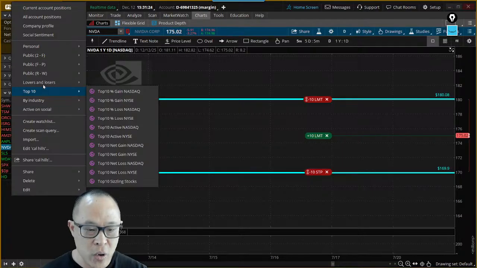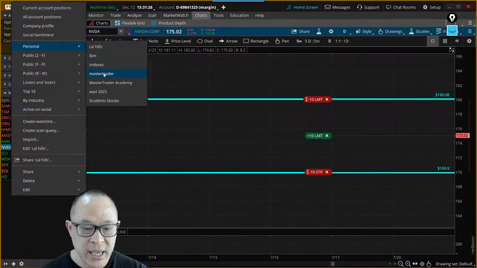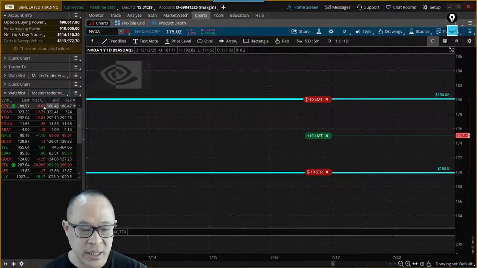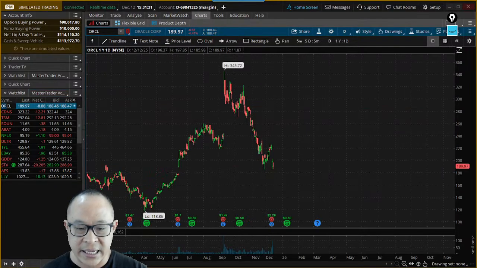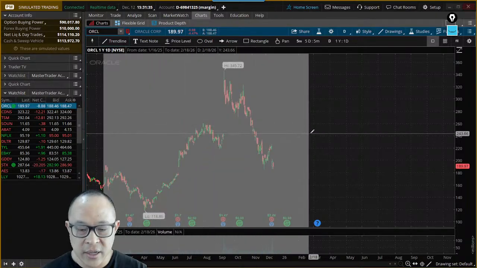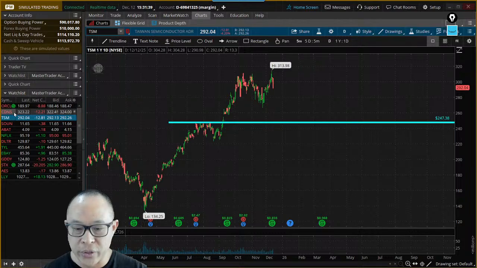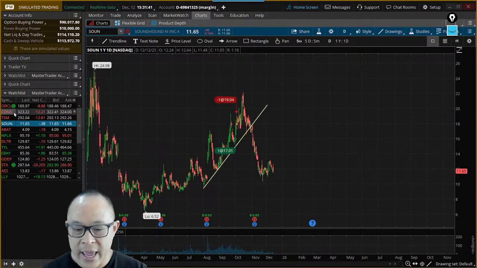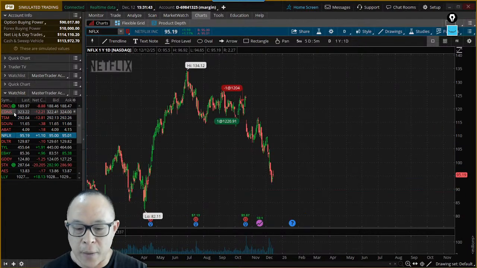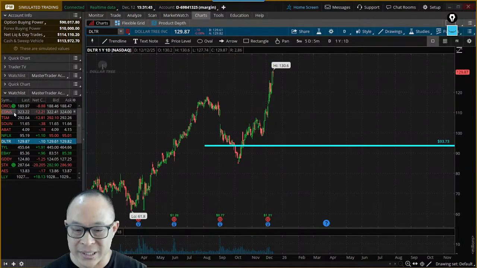If I want to go and say my personal watch list, my Master Trader Academy, these are stocks that I have, and I can easily go through and look at my stocks by just clicking down and going through each stock one by one. And if I see a stock that is approaching a level of support or resistance, I can easily identify that.